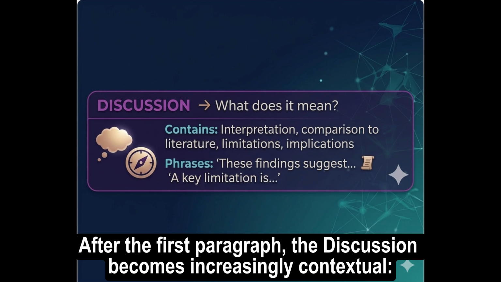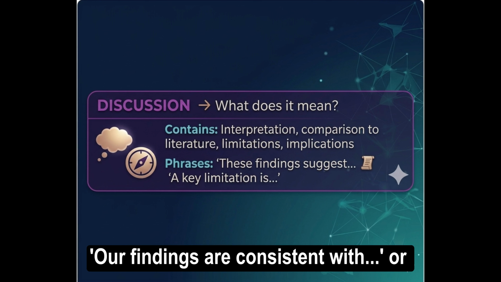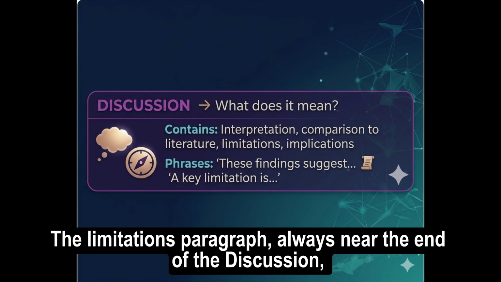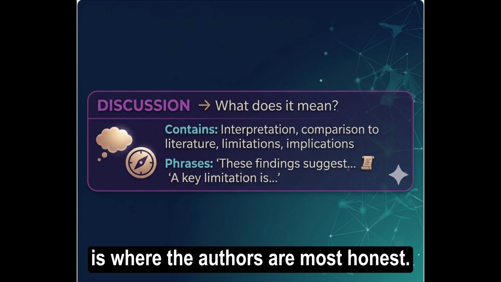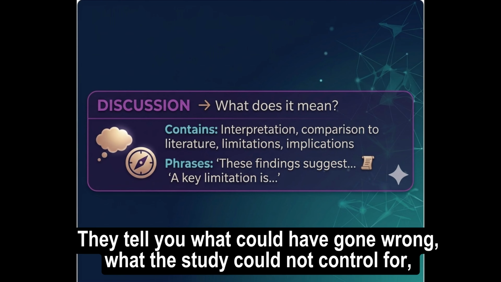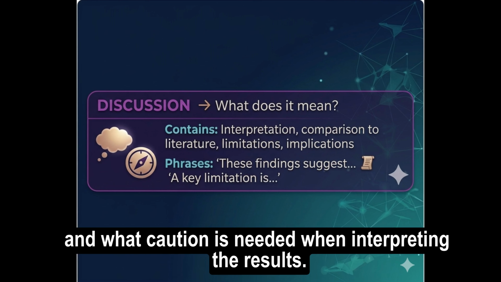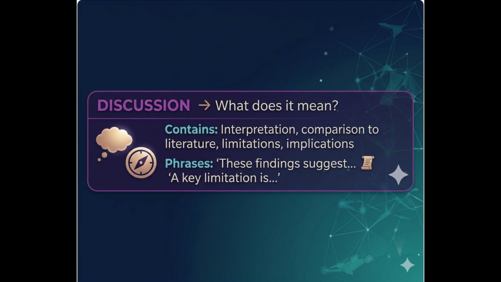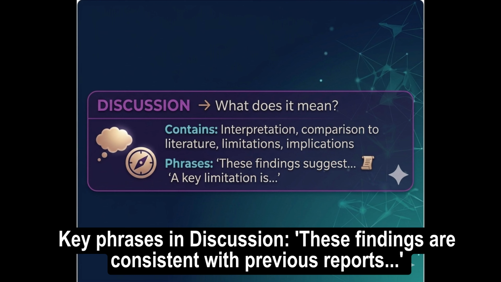After the first paragraph, the discussion becomes increasingly contextual. "Our findings are consistent with, or in contrast to, the study by." The limitations paragraph, always near the end of the discussion, is where the authors are most honest. They tell you what could have gone wrong, what the study could not control for, and what caution is needed when interpreting the results. Read this carefully. It is a gift.